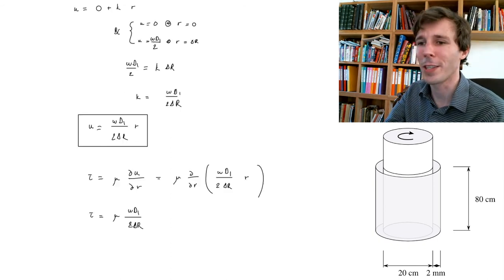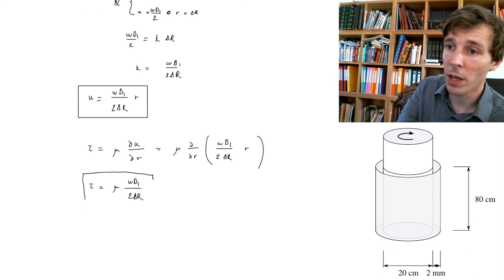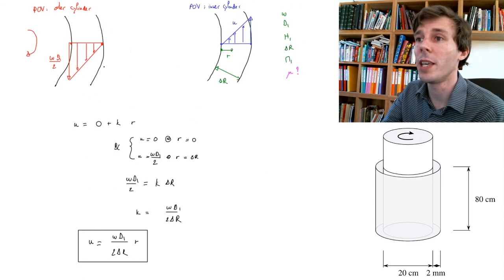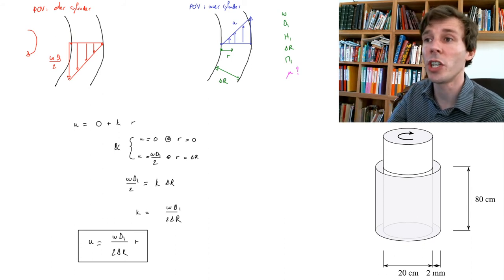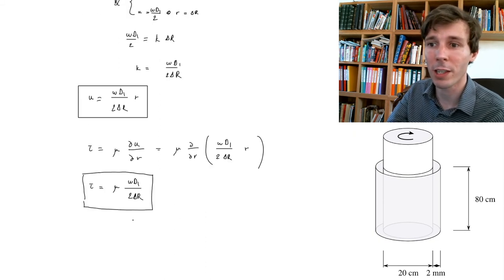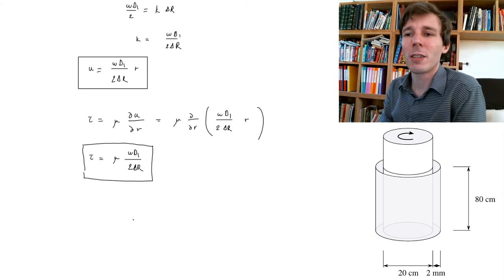All right, so we have the shear now, everywhere inside the fluid. Doesn't matter where you are inside the two cylinders, in between those two, as a function of r or as a function of height. The shear is everywhere the same: omega d1 over 2 delta r multiplied by the viscosity of the fluid. Okay, so what about the moment?